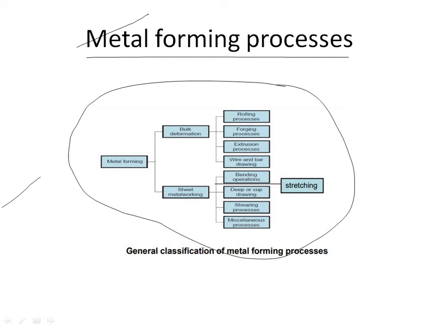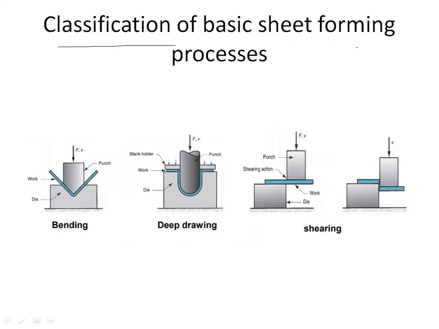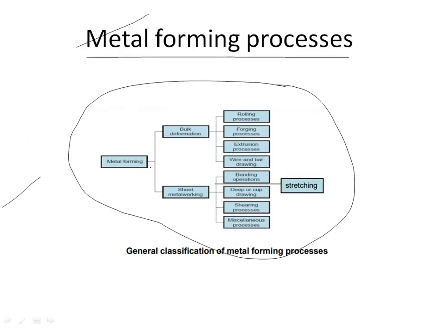Next we'll be discussing the classification of basic metal forming. You all can see this is the metal forming. In that, bulk deformation and sheet metal working are there. Under that, the subcategories are rolling process, forging process, extrusion process, wire and bar drawing process, bending operations, deep or cup drawing, shearing processes, miscellaneous, and the last one is stretching.